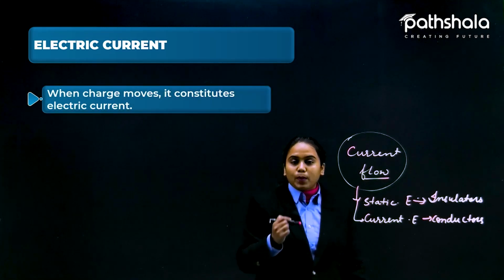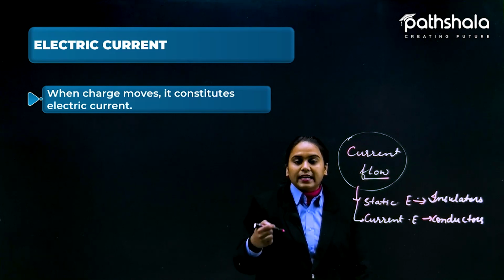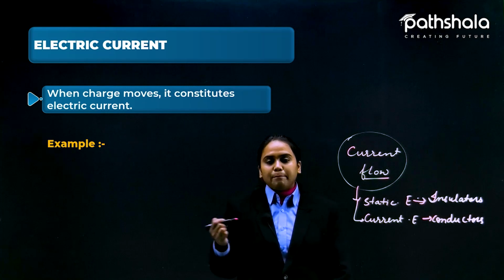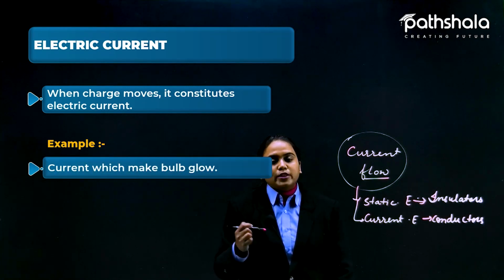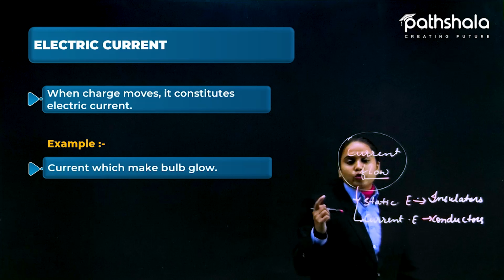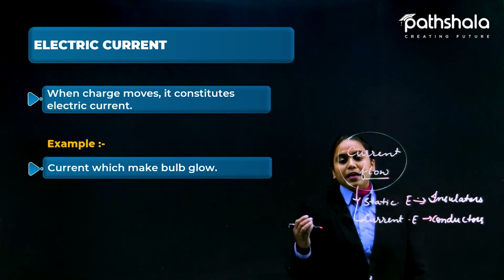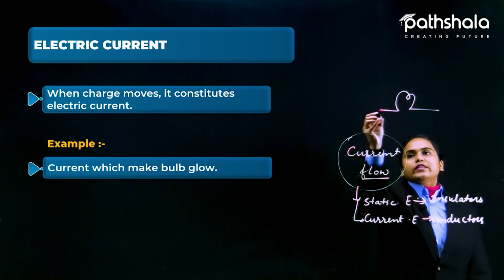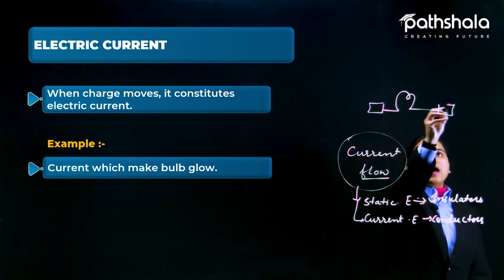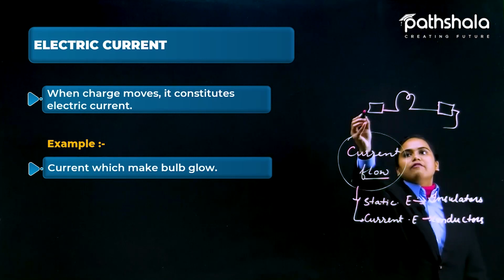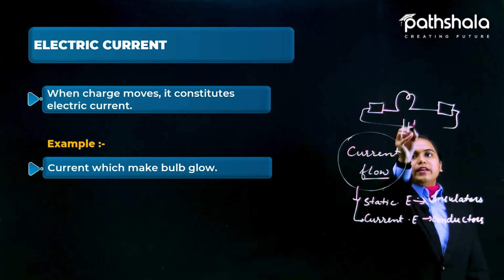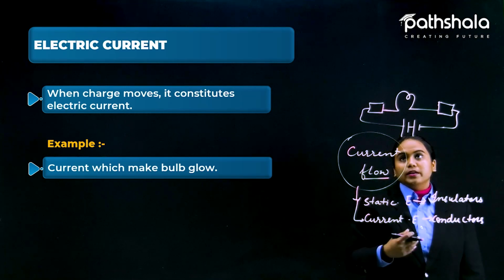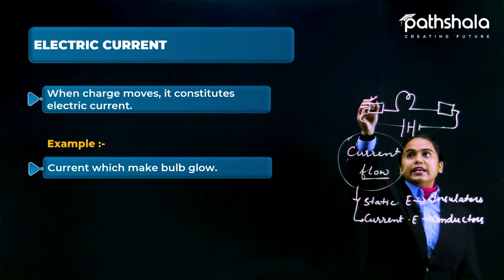When charged particles move continuously, it constitutes electric current. For example, current which makes a bulb glow. If we connect our bulb with some rubber instruments, like I am attaching rubber and now I have attached them with a battery, will it be able to make the bulb glow? Not possible, because these two are insulators.